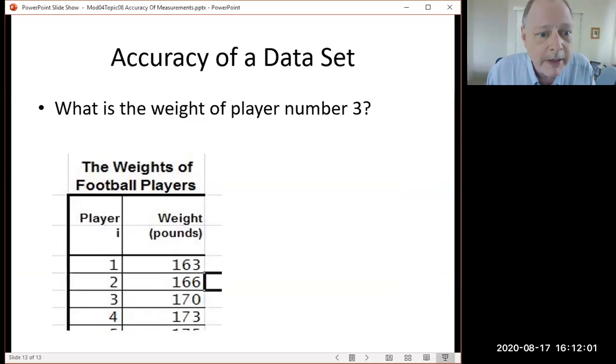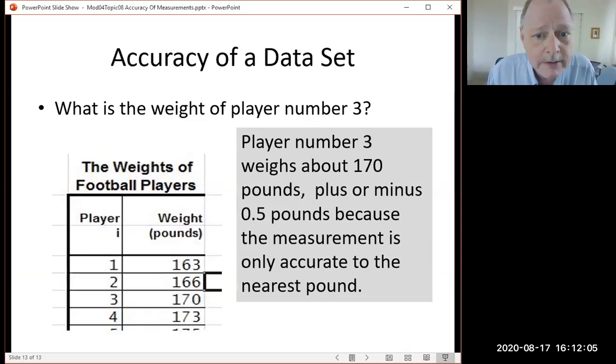What's the weight of player 3? It's about 166 pounds, plus or minus half of a pound. Because that whole range of weights from 165.5 up to 166.5 would round off to the 166. We don't think that the player had exactly 166 pounds weight.